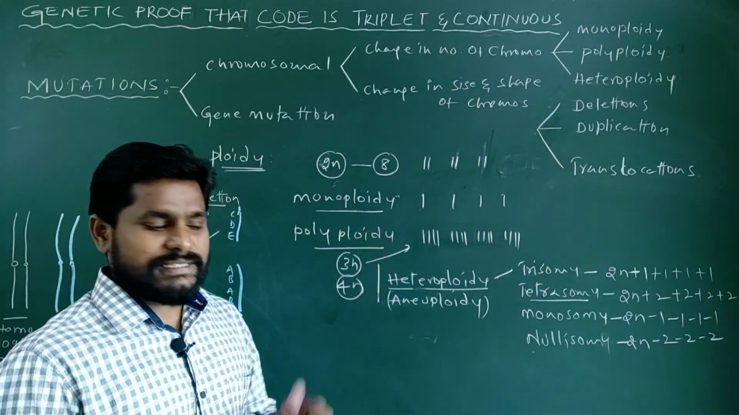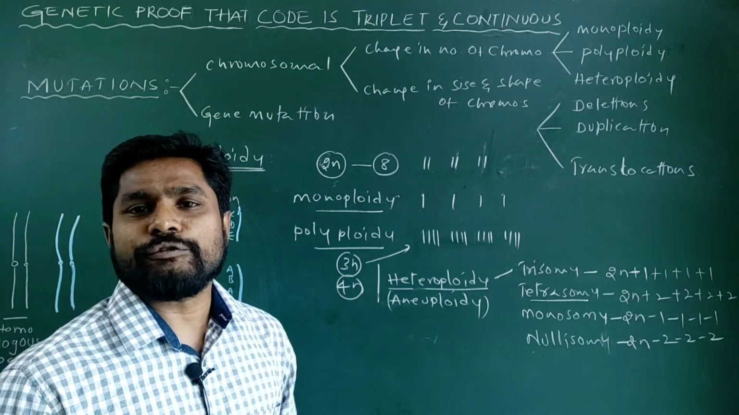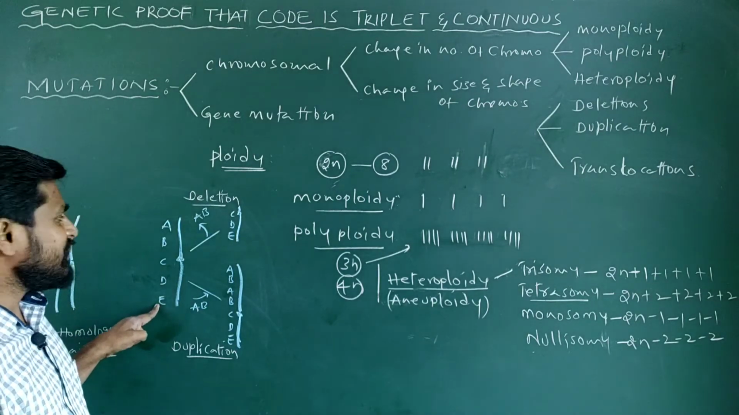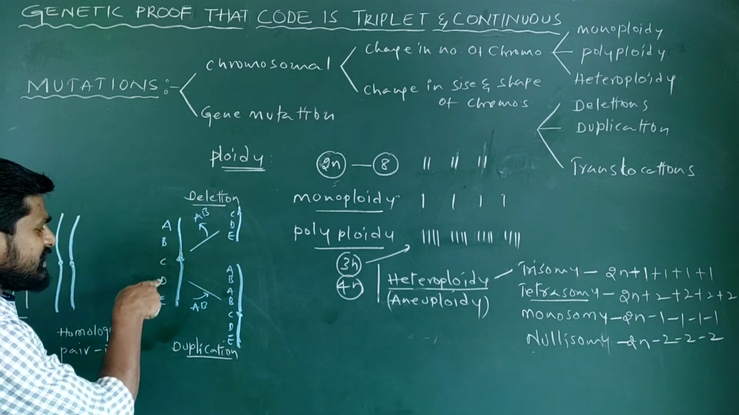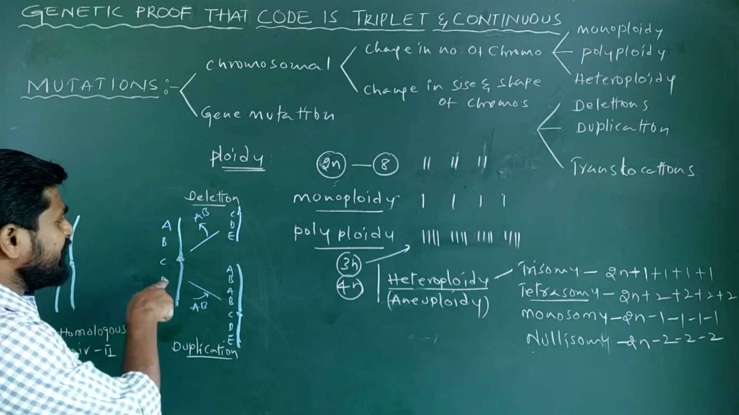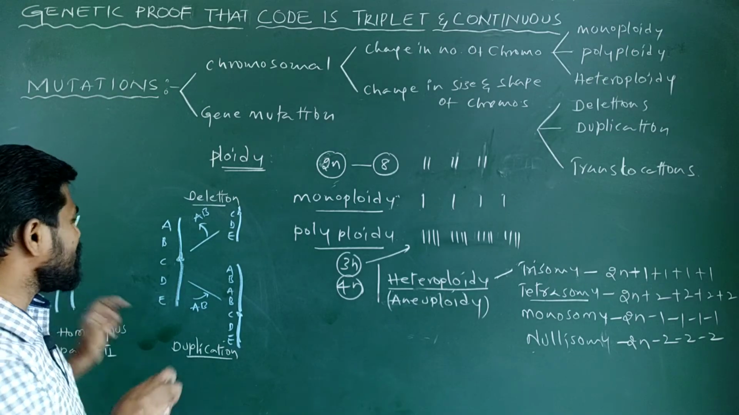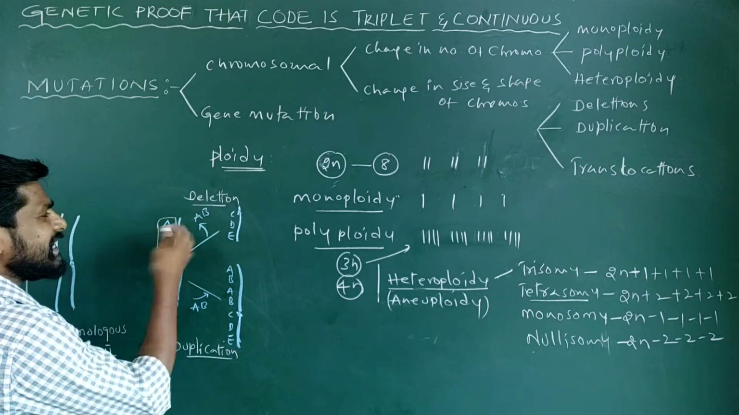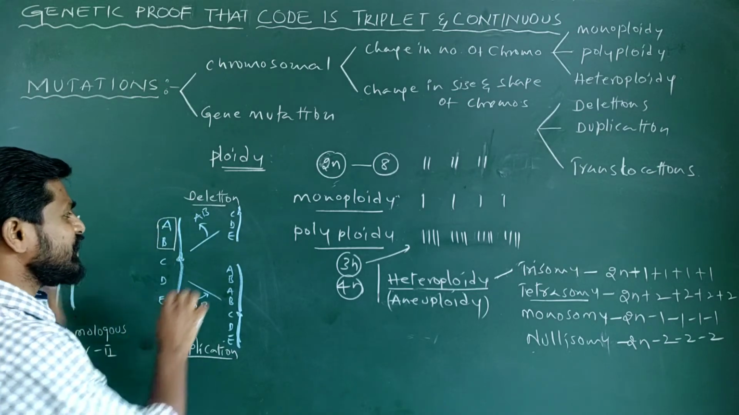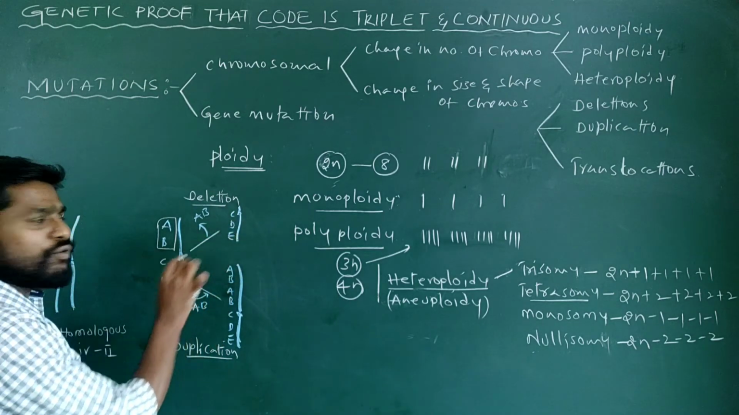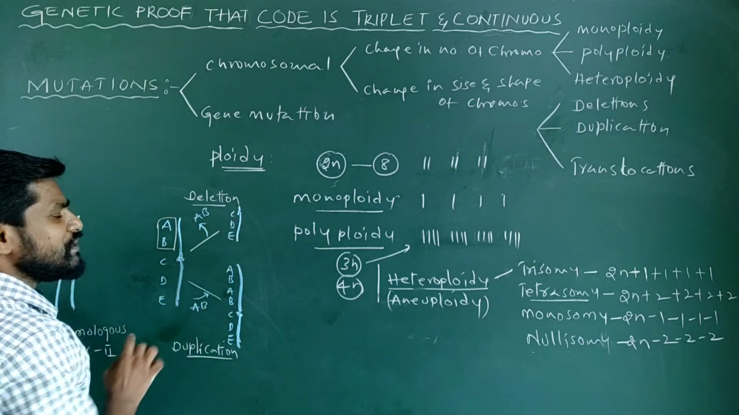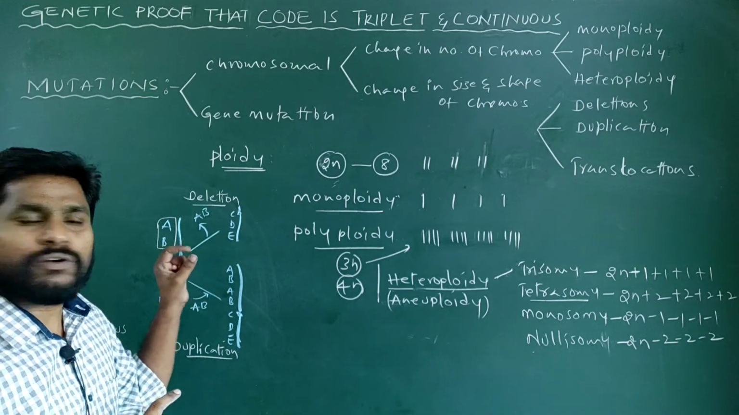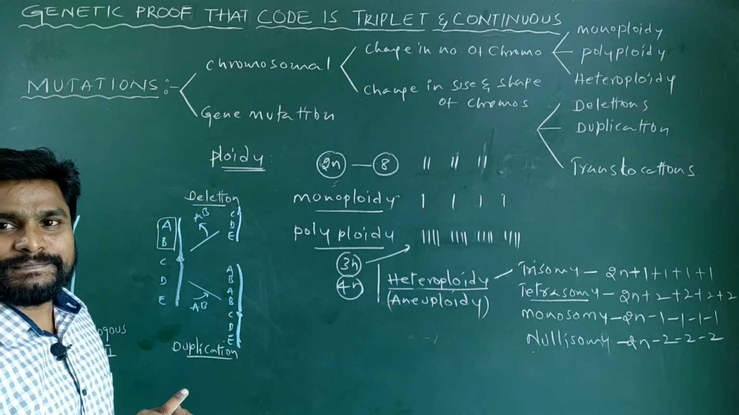Say deletion means the deletion of a segment of a chromosome. Suppose, for example, this is a chromosome having the sequence of genes A, B, C, D, E like this. If it is involved in a deletion, say the segment of this chromosome having A, B genes gets deleted, after deletion the chromosome would be like this, having only C, D, E genes. This is what we call a deletion, where a segment of a chromosome gets deleted.